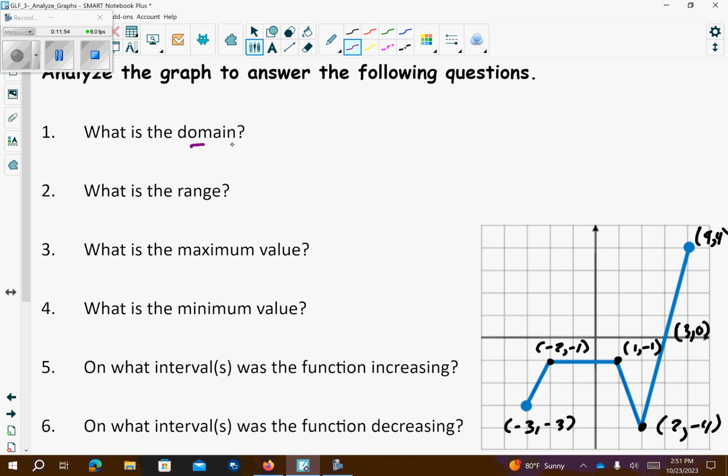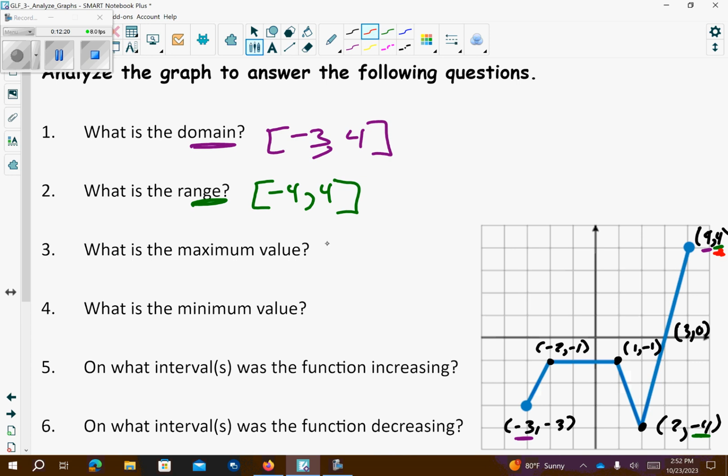The domain are the x values. So the furthest left x to the furthest right. So our domain goes from -3 to +4. What is the range? The range are going to be the y values. So I'm going to look for my smallest y to my biggest y. So -4 to +4.